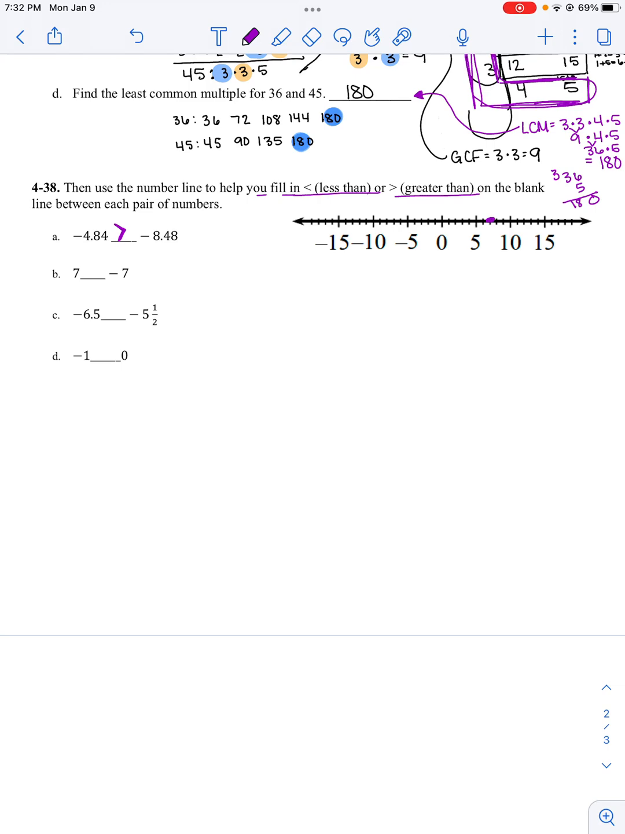Part B, I have positive 7 and negative 7. Positive 7 is greater than negative 7. Negative 6.5 is roughly here. Negative 5.5 is right about there. So negative 5.5 is greater than negative 6.5.